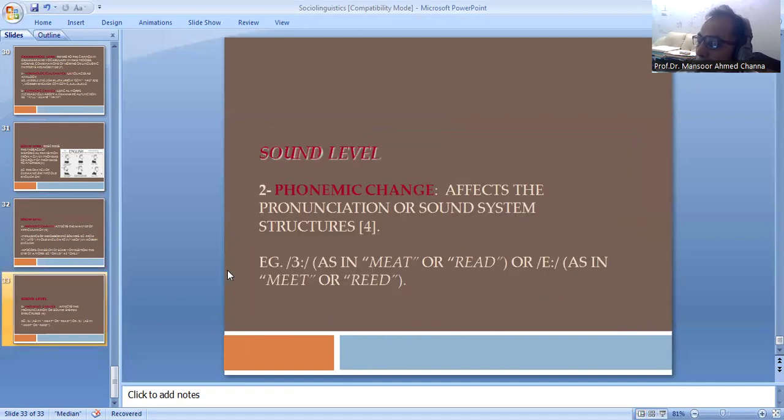Sound level: phonemic change affects the pronunciation or sound system structure. For example, the vowel sound in meet or read is known as a change at the sound level.